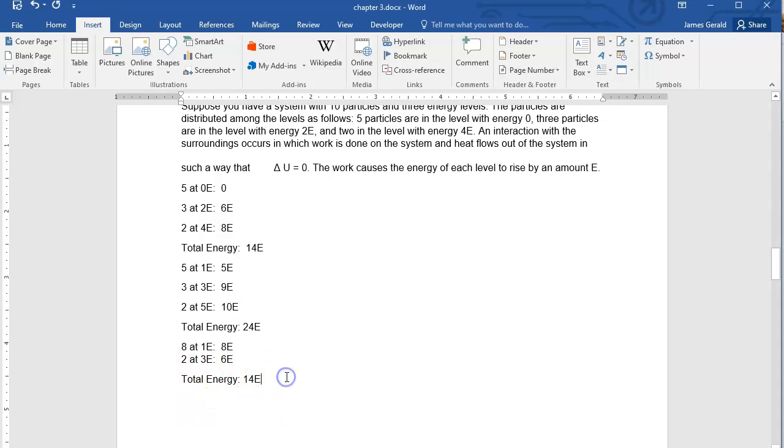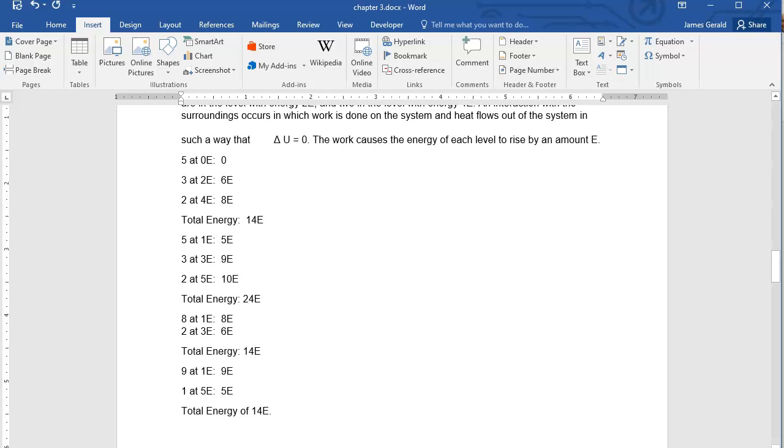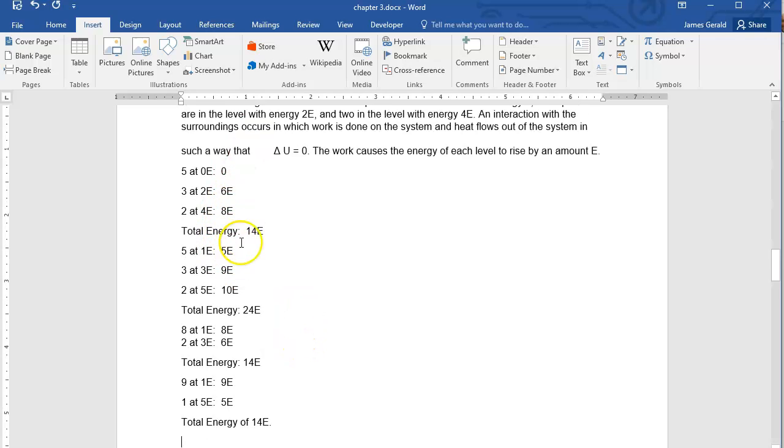So the other solution, which if you happen to get, I might have to give you credit for, is 9 at 1E, which is going to be 9E, and then 1 at 5E, which is going to be 5E, and that's also going to be a total energy of 14E. So I guess I missed this one. All right, there we go. That's it for problem 3.